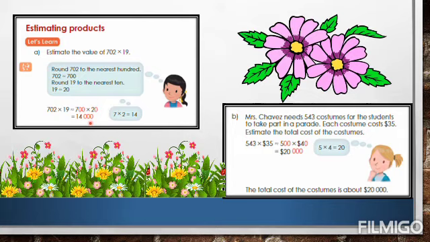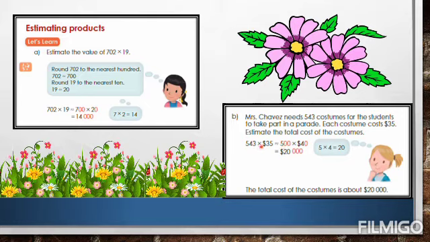Okay, so let us continue, class. We have here on letter B, there is a problem. I will read it. Mrs. Chavez needs 543 costumes for the students to take part in a parade. Each costume costs $35. Estimate the total cost of the costumes. So we have here 543 times $35 equals.